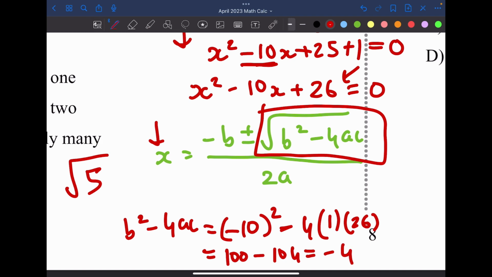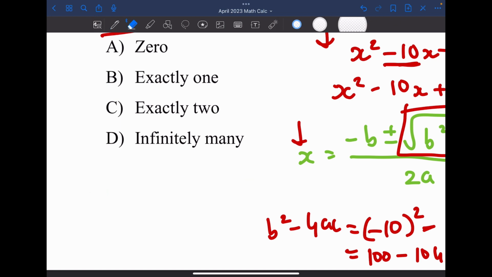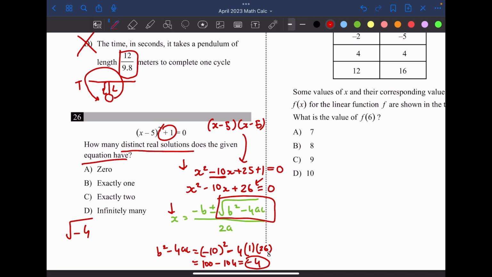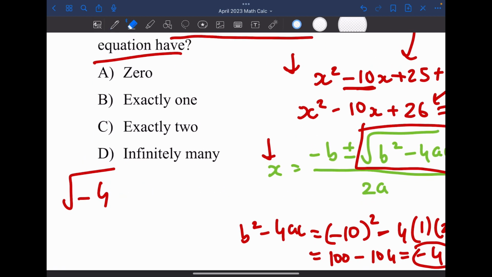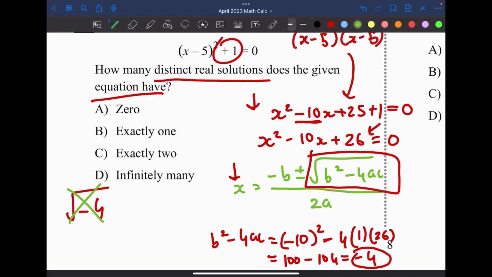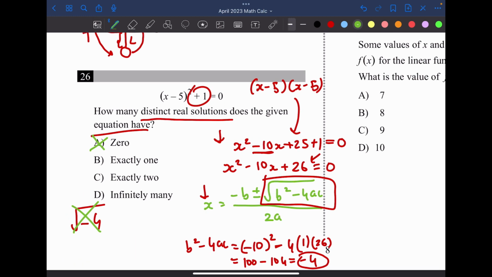Since this is a negative number, that means we would have the square root of a negative number, so this would be the square root of negative 4 over here. I'm going to draw an arrow, but it will be over here in the red box, and that would tell us that since you cannot take the square root of a negative number, this must be wrong, so there are 0 solutions to this equation, because none of them work. You can only take the square root of a positive number. So A must be the answer. I crossed it, but I'm supposed to circle it. So yeah, A is the correct answer.